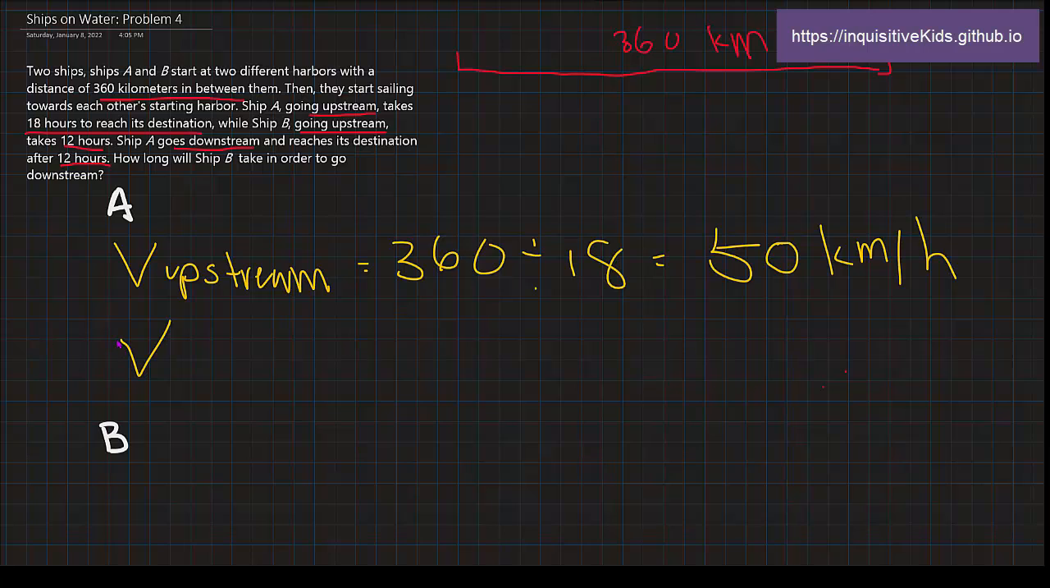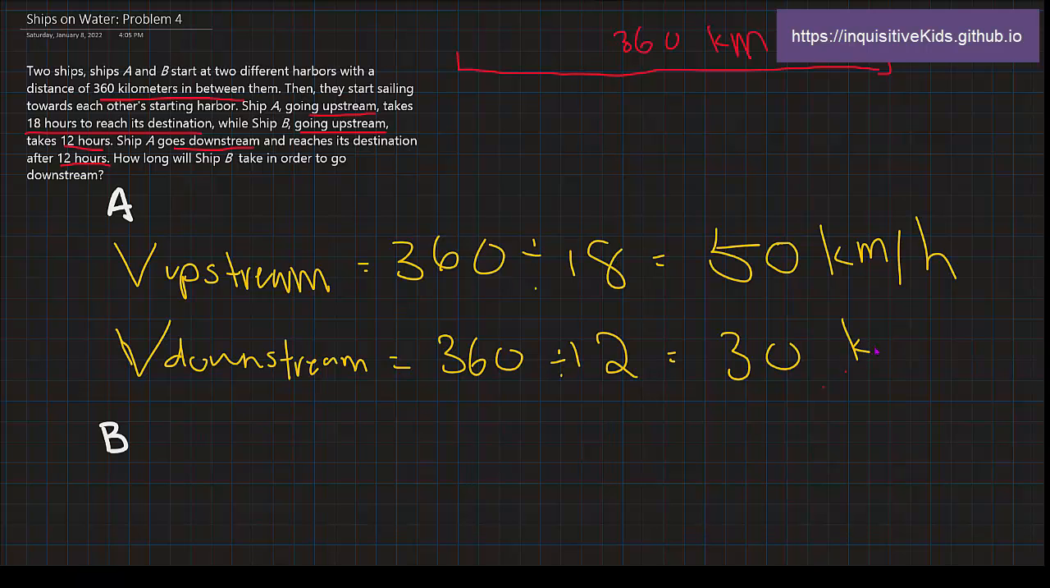Alright, so we have ship A's upstream speed. What about going downstream? Well, that's also in the problem. We know that the total is again 360, and we divide by what? Well, it takes 12 hours, right? So that would be 30 kilometers per hour when going downstream. Sorry, the upstream speed was supposed to be 20. Anyway, let's look at B.